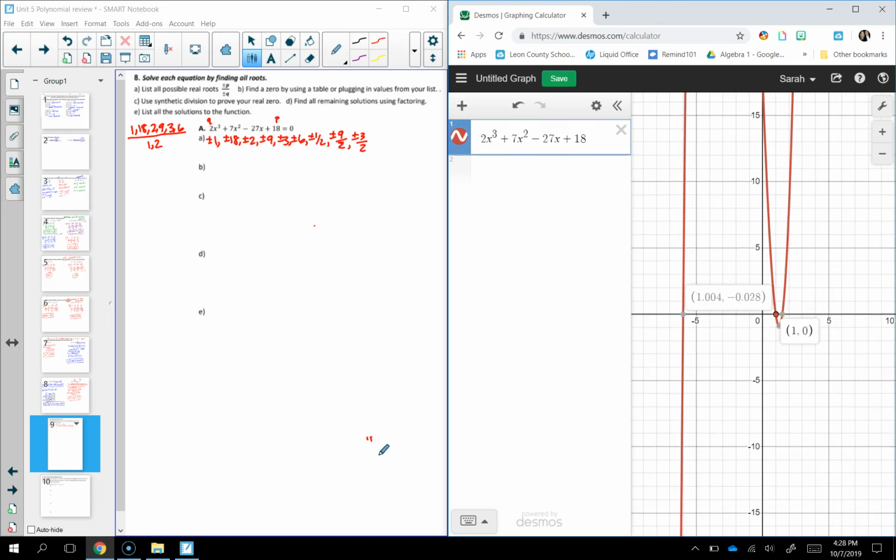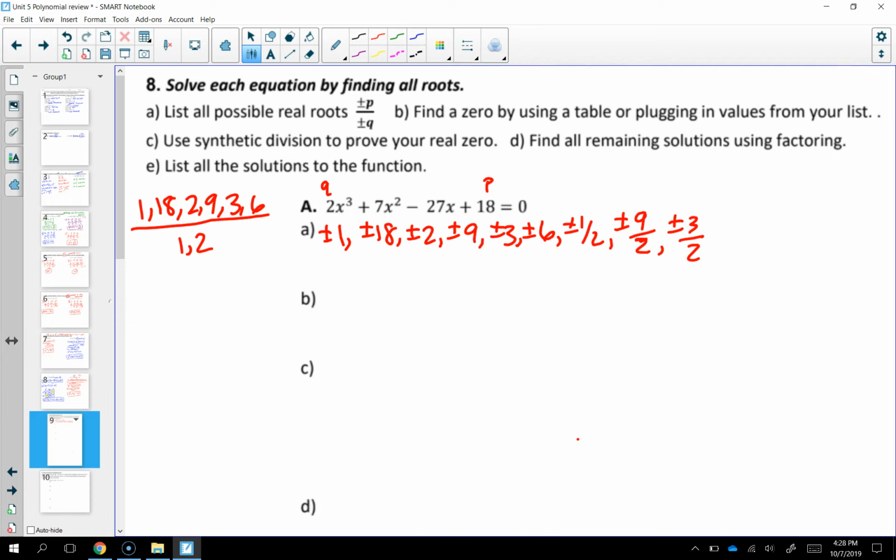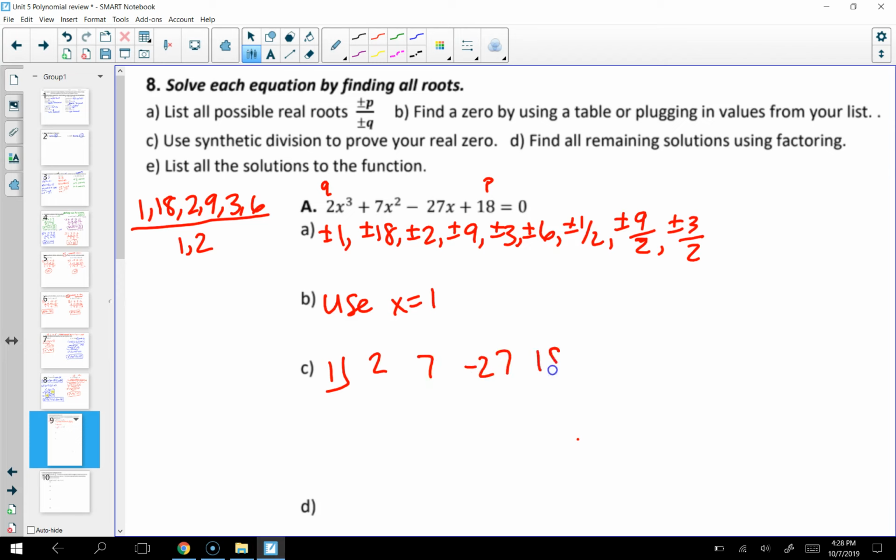I'm going to pick that guy right there. Alright, so I'm going to use x is equal to 1, which means that's what I use in the corner of my synthetic division. Not missing anything. So 2, 7, negative 27, and 18.